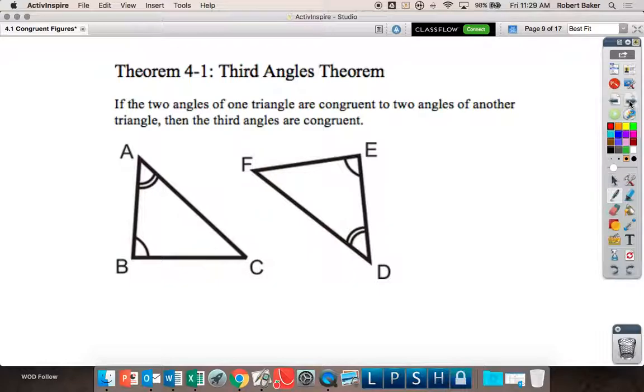Now if I ask you to justify your answer, why are angle C and angle F congruent? Third angle theorem. You see how this might be on your proofs test? You see that? So I'm adding more tools to your toolbox. Remember, like we did definition of a midpoint, definition of perpendicular lines, definition of an angle bisector, all that fun stuff.